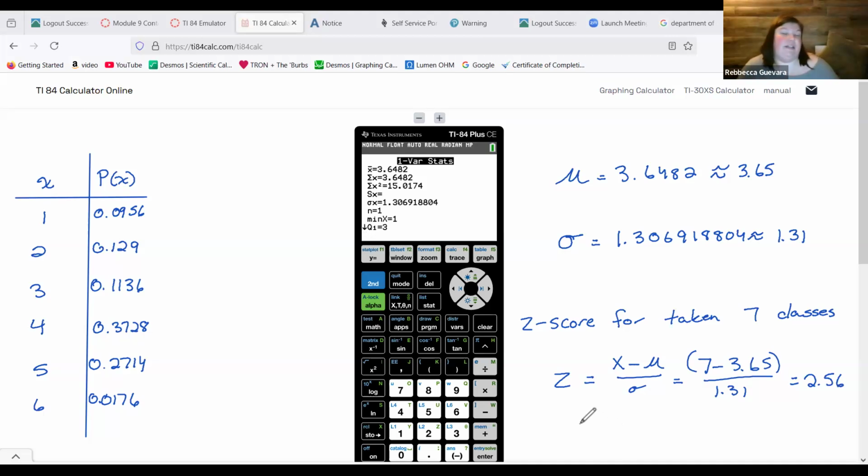Just as another reminder, when we were trying to decide if something was abnormal or not, we said anything over 2 standard deviations, or a z-score of 2, is abnormal. So it's unusual to take 7 classes. Like I said, this is just a quick review, because we're going to come back to these topics not too far into the future.